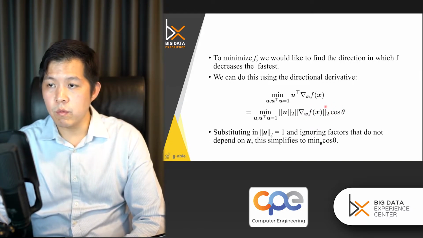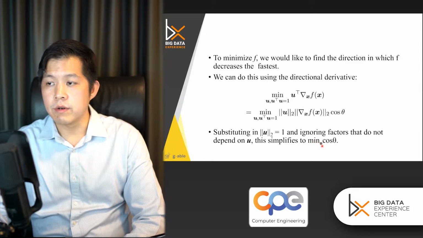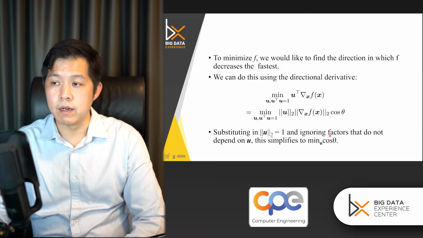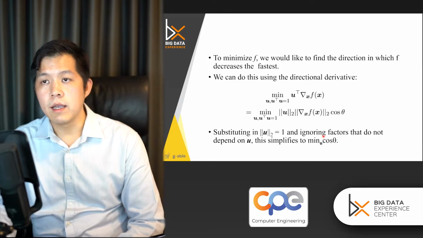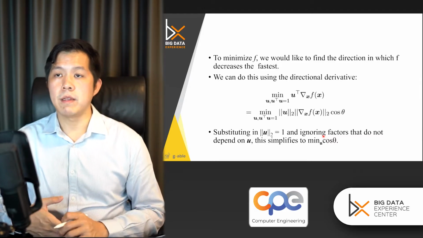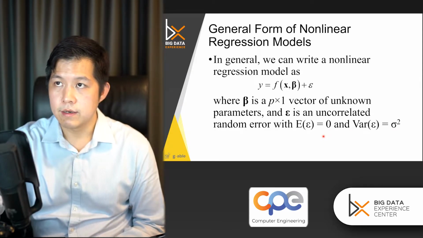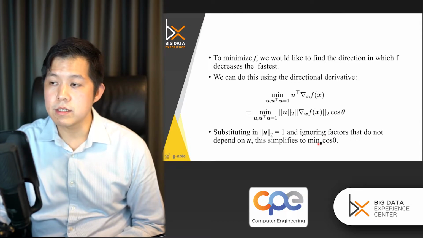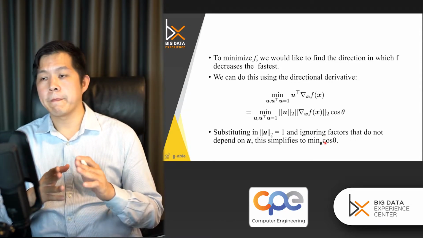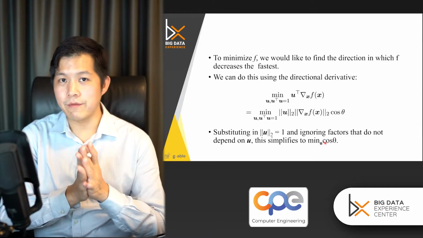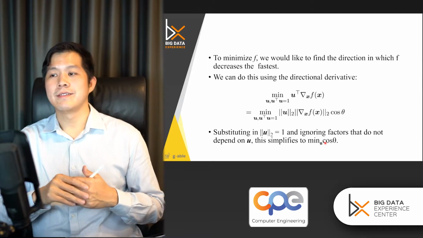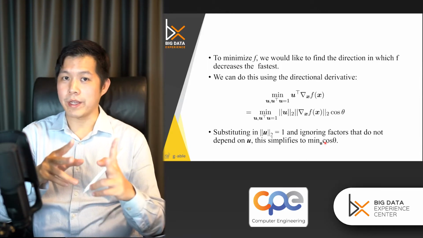That we want to minimize u so that the cos theta would be minimum, right? And what does it mean by having minimum cos theta? Having minimum cos theta means that we want the values that result in cos theta at its lowest between two vectors.